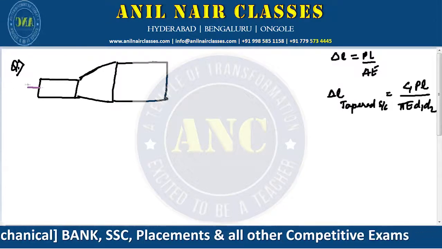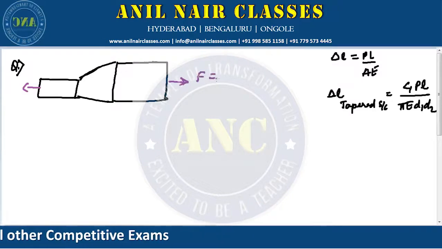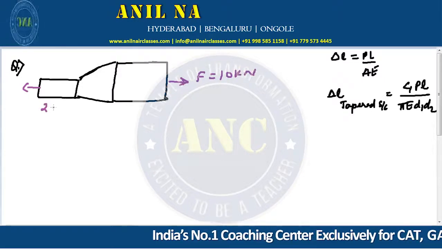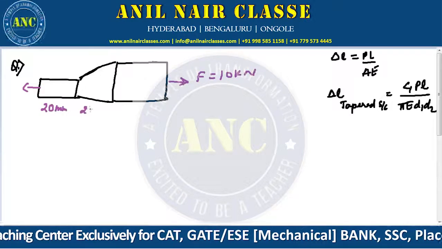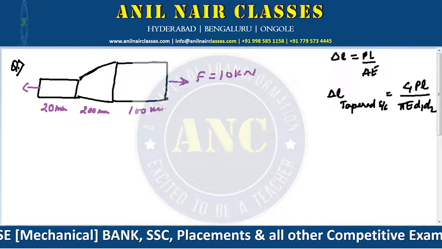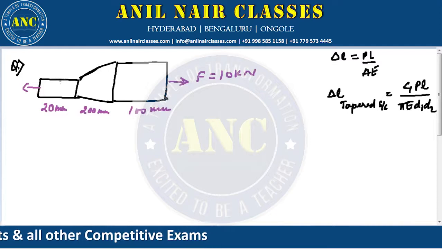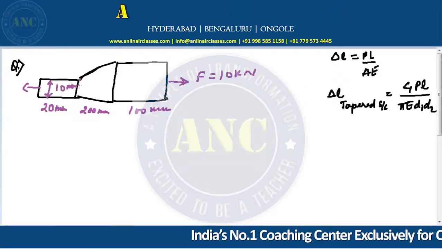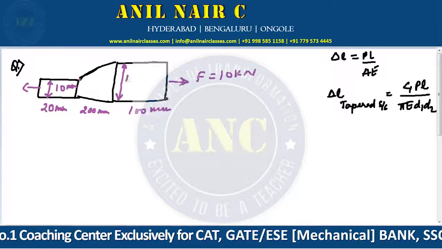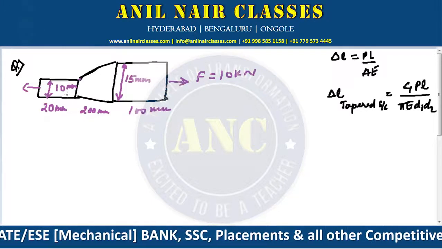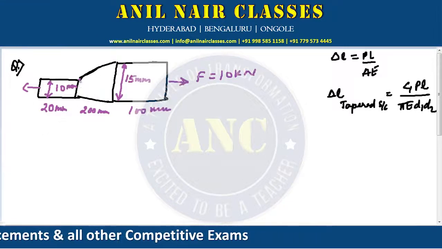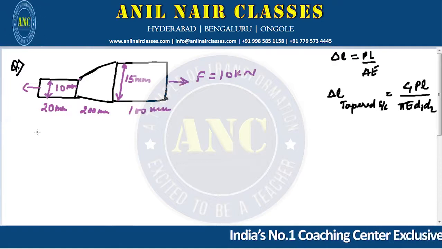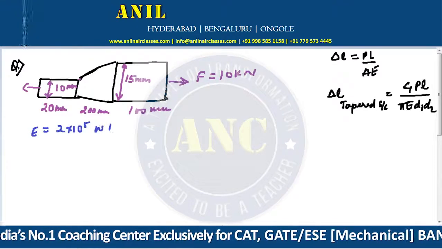Say this is an example where the force is 10 kilonewton, and the lengths are 20 mm, 200 mm, 100 mm. Here this height is 10 mm, whereas this height is 15 mm. So for this tapered section, if I take it separately, the question asks for the change in length. Here E is also given, it is 2 into 10 power 5 Newton per mm square.